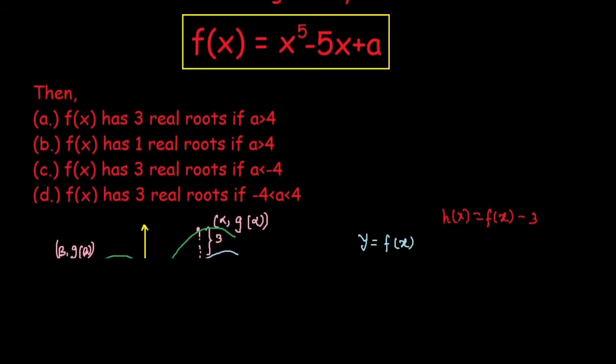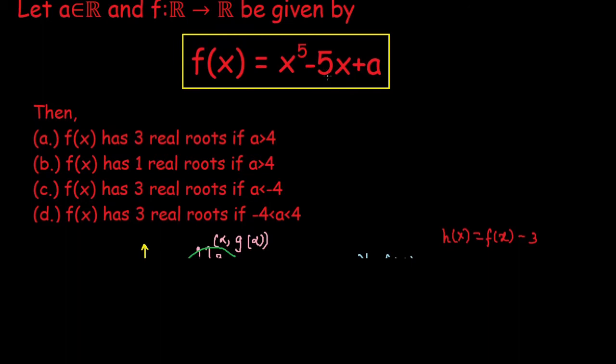Now our function was f of x equals x to the power 5 minus 5x plus a. If you look carefully here, a is actually a constant. So if we know the graph of f of x, we should not write f of x, we should write some other function. Let's suppose g of x equals x to the power 5 minus 5x. If we can draw the graph of this function, then we can draw the graph of f of x, because f of x is nothing but g of x plus a.